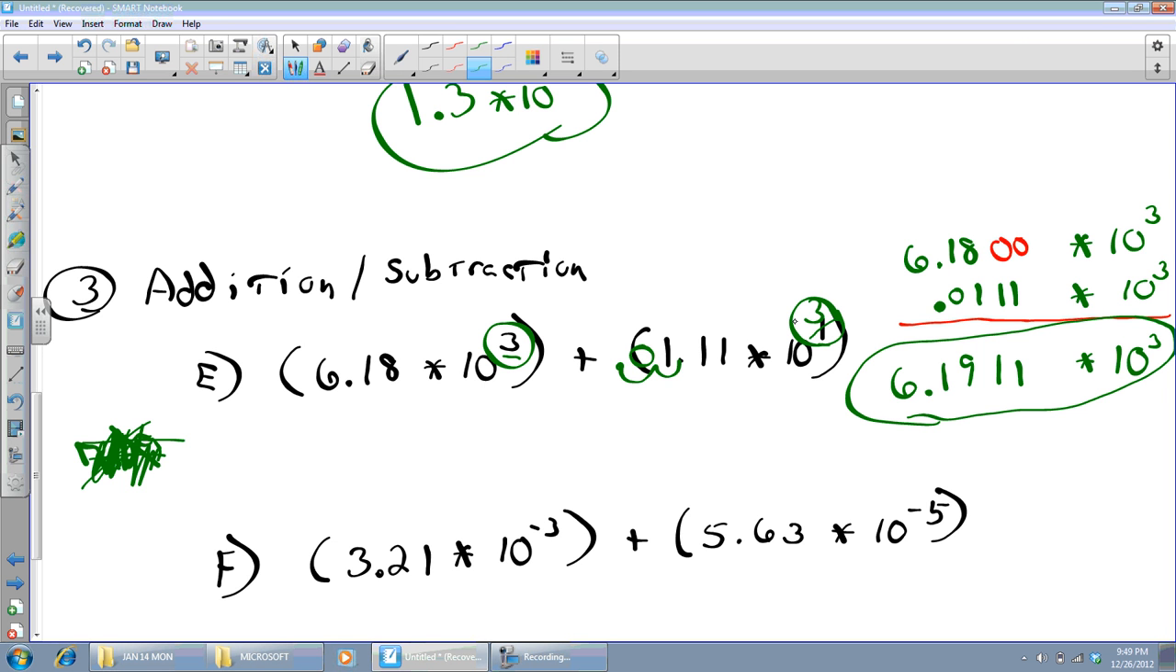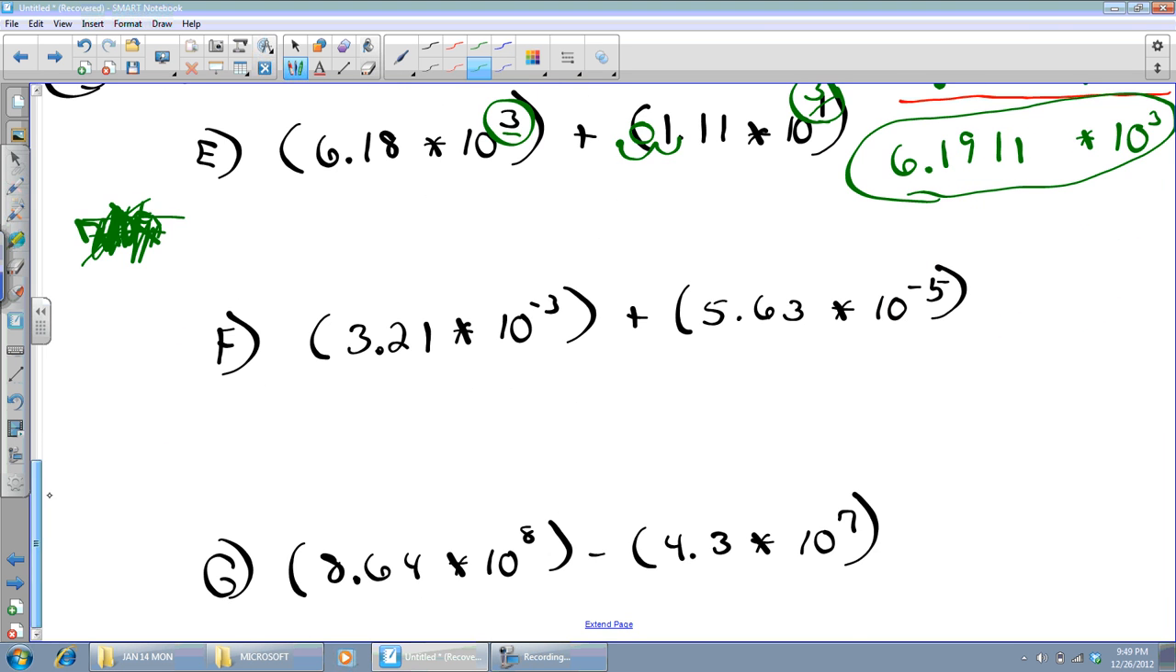Okay. On this one, I'm going to change the negative 5 to a negative 3. Now remember, that would be like multiplying by 100. That got larger, right? So if I multiply by 100 on this part of the number, I have to divide this part of the number by 100. Otherwise, I change the number. So we have 3.21 times 10 to the negative third.